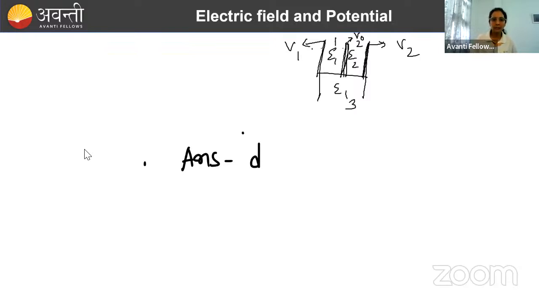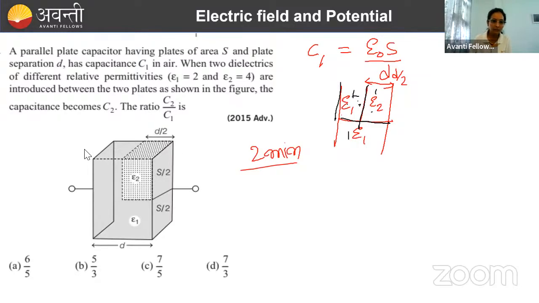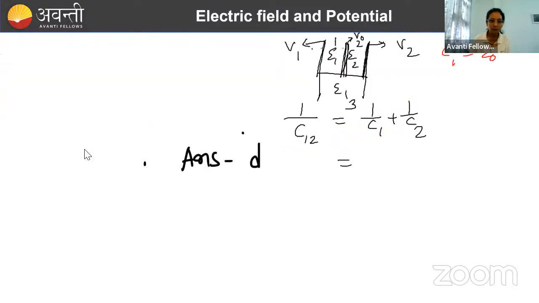Now, what will be the equivalent of 1 and 2? 1 by C12 equals 1 by C1 plus 1 by C2, because if capacitors are in series, we add them like parallel resistors. So first we need to write the value of C1. C1 will be epsilon naught times area. How much was the area? This was taking half of the area. So if this is S by 2, this is also S by 2, and this is also S by 2.